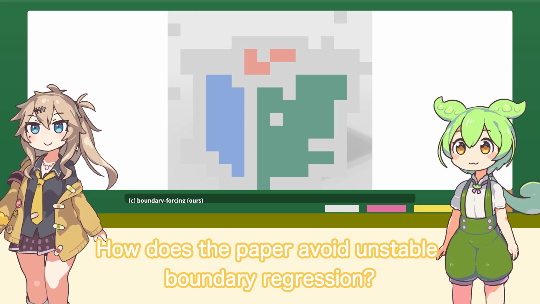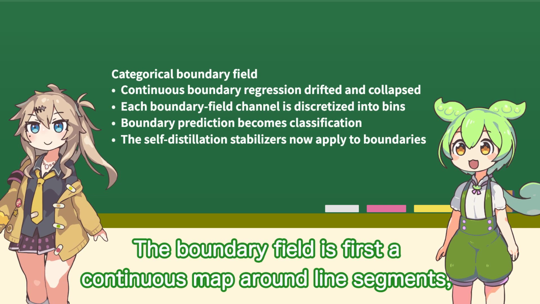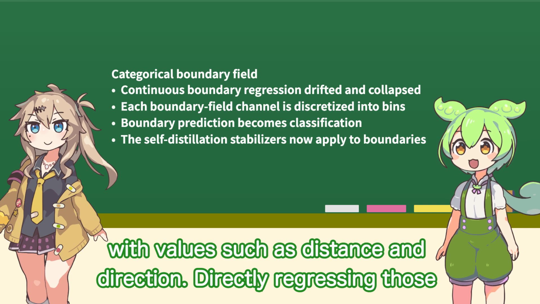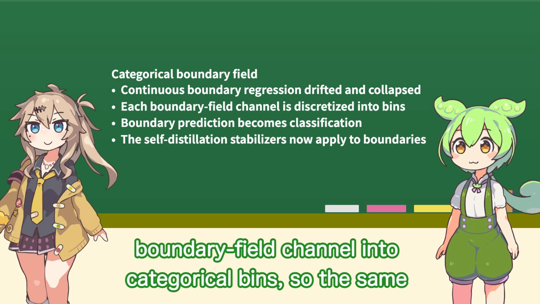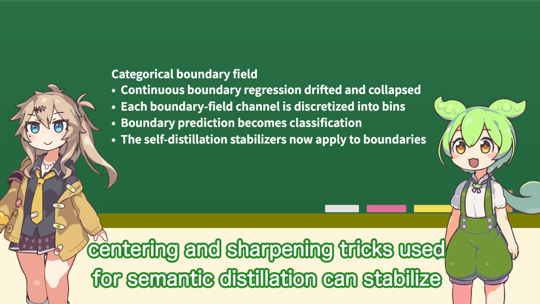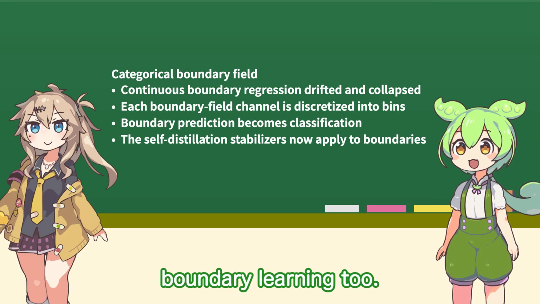How does the paper avoid unstable boundary regression? The boundary field is first a continuous map around line segments, with values such as distance and direction. Directly regressing those values failed in the teacher-student loop. The paper turns each boundary field channel into categorical bins. So the same centering and sharpening tricks used for semantic distillation can stabilize boundary learning too.